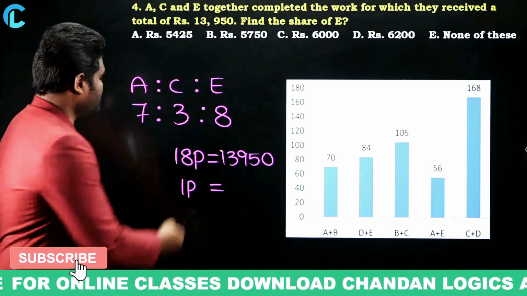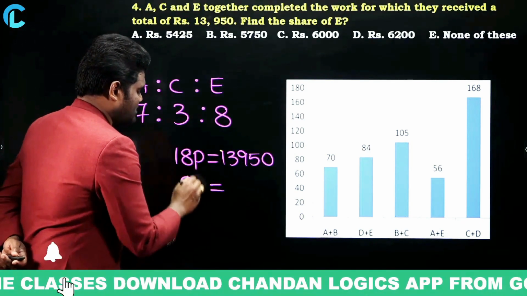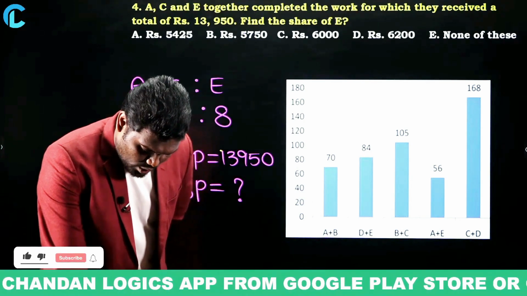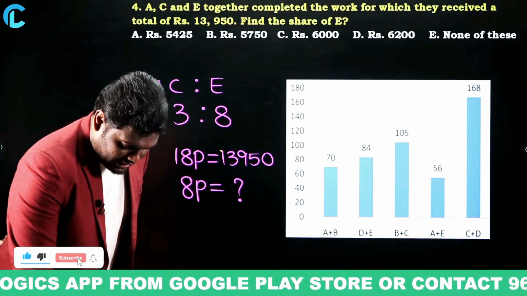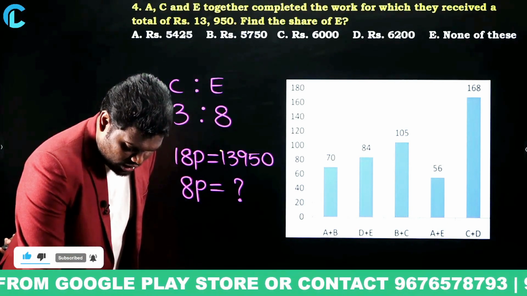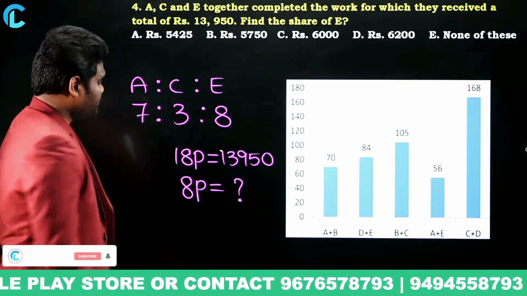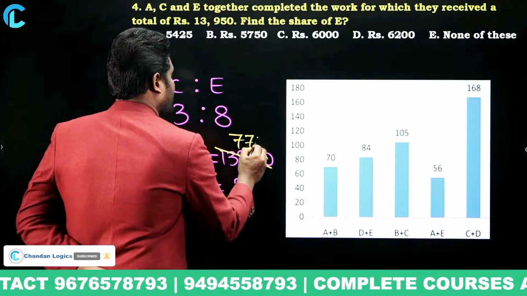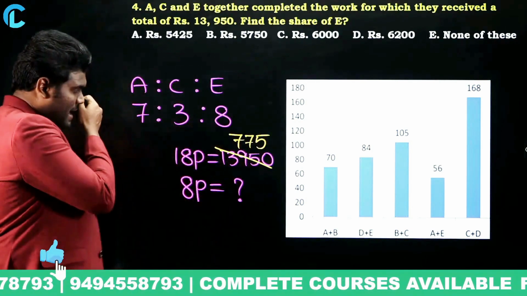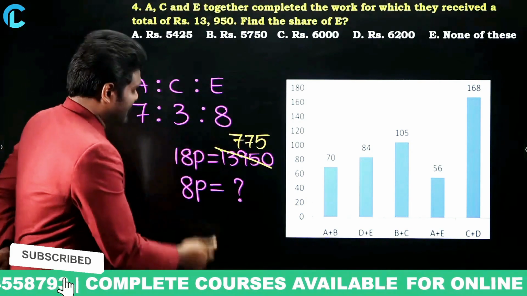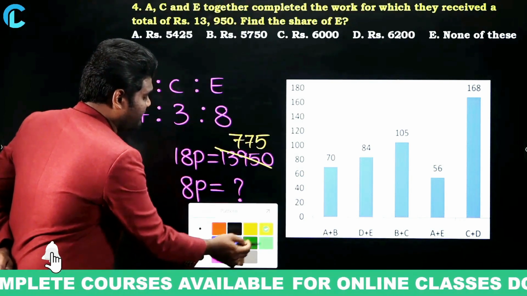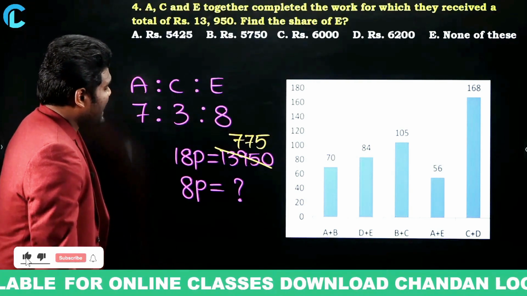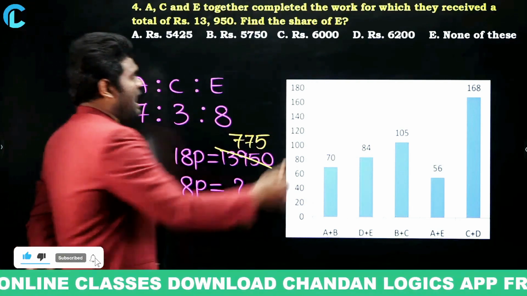We need to know E's share. E's share is how many parts? E's share is going to be 8 parts. So what is the value of 8 parts? Answer is 6200. Yes or no? Look here. It is going to cancel 775 times. Yes or no? Now if you do 8 times 775, one part is nothing but 775. If one part is 775, 8 parts will be 8 into 775, that is nothing but how much?